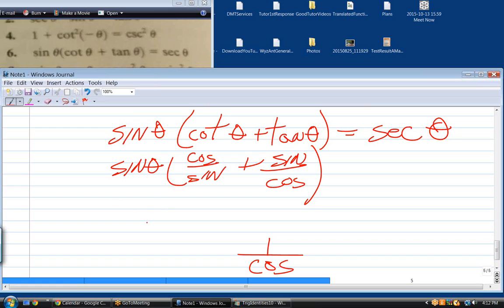Next line? It would be cosine plus sine squared over cosine. Next line? It would be cosine squared plus sine squared over cosine. And next line? It would just be 1 over cosine. Correct. All right.